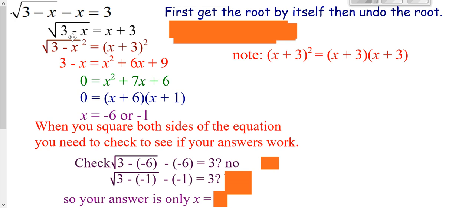If we take our negative 1 and plug it in here for both of these x's, we would get the square root of 4, which is 2, and then we'd have to add 1, which does give us 3. So when we plugged in negative 1, it works. So that's our only answer.